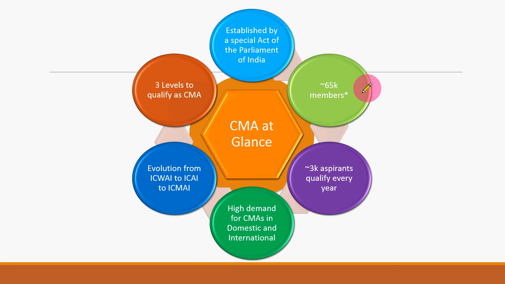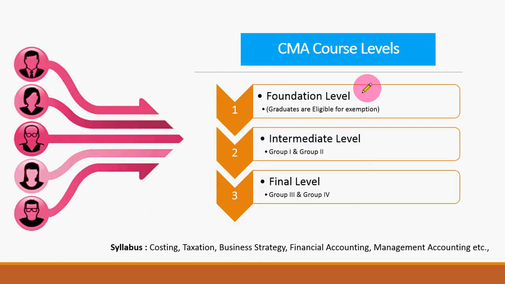Let's move on. CMA course levels. We have three levels in order to qualify as a cost and management accountant. The first is the foundation level. If you are a graduate, you can directly enroll in the intermediate level. The second level is the intermediate level, under which we have group 1 followed by group 2. Then we have the final level, with group 3 and group 4. I will not discuss these levels in detail because the intent of this video is different from what you see on this slide.